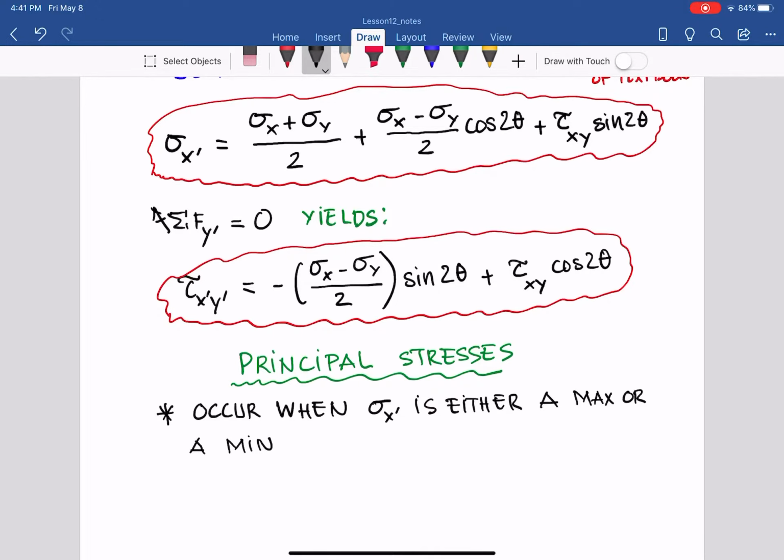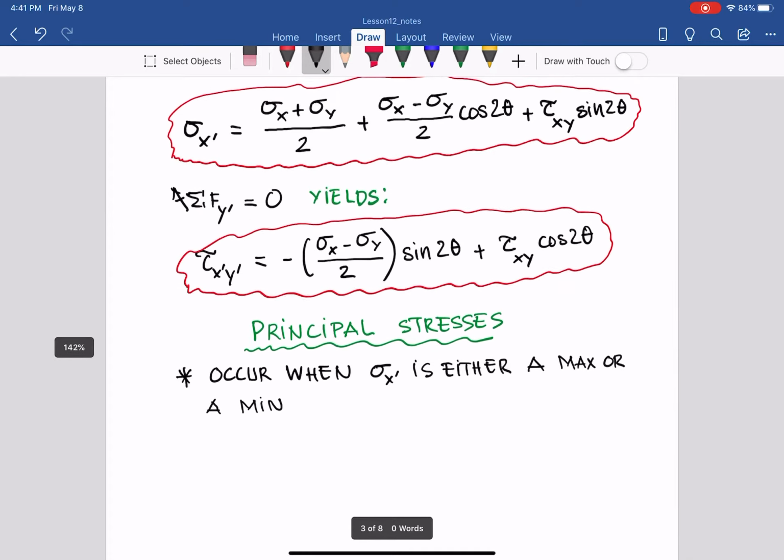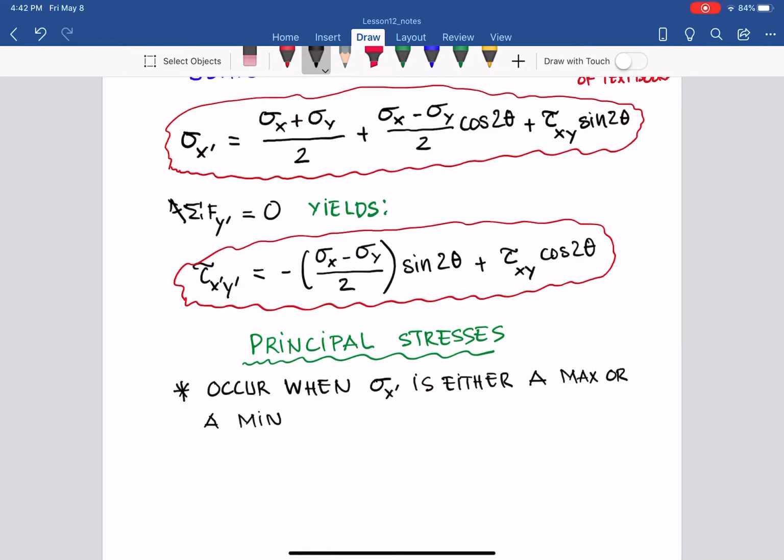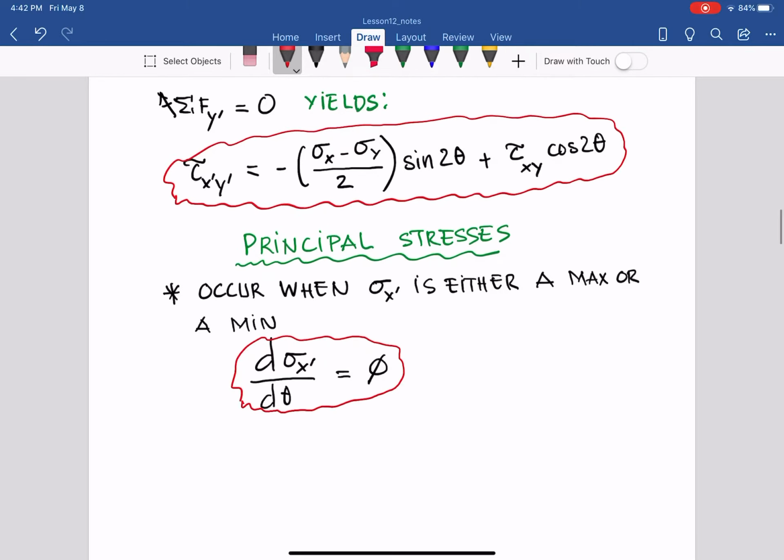And if you recall, to find out the max or min of a function, you need to take the first derivative and make it equal to 0. Do you recall that? So I will have d sigma x prime over d theta, the angle which determines the location, the first derivative, has to be equal to 0 to find the max or minimum. We can box that; it is from your calculus.